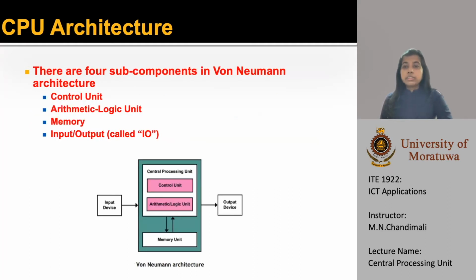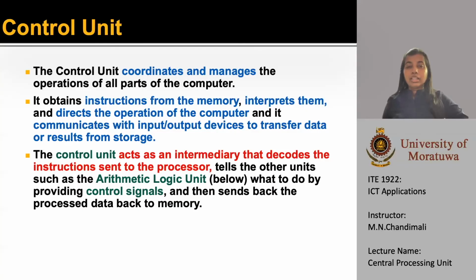There are 4 subcomponents in von Neumann architecture. Those are the control unit, arithmetic logic unit, the memory, and the input-output. You can see how these components are arranged in the diagram given here. Let's look at each of the components in von Neumann architecture. First one is the control unit.